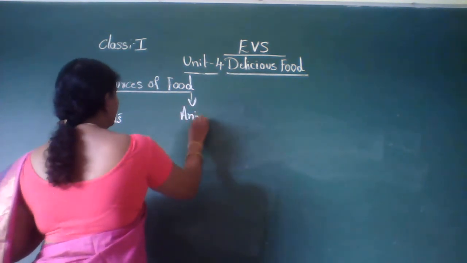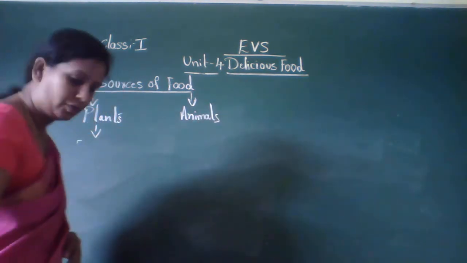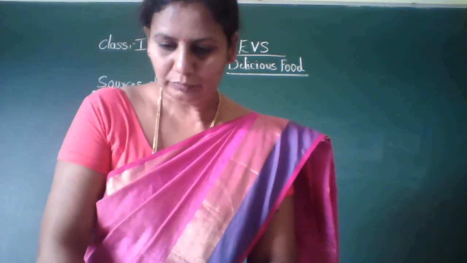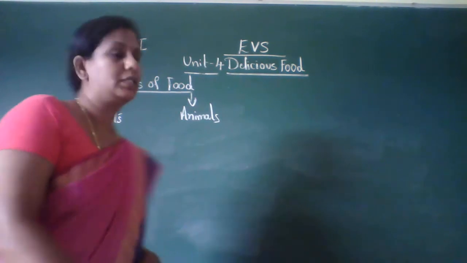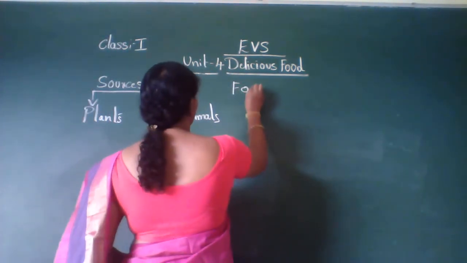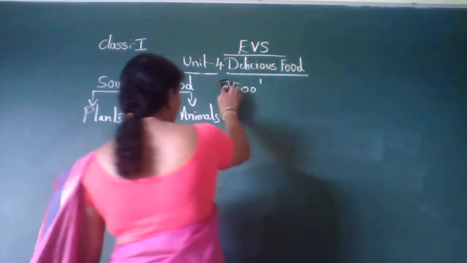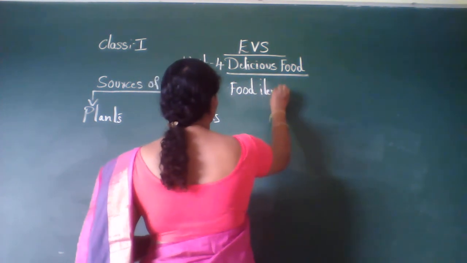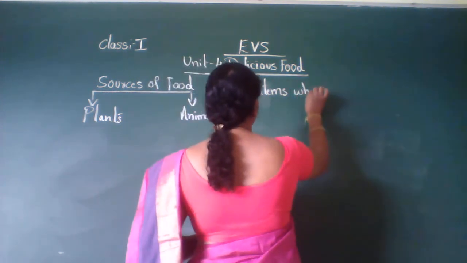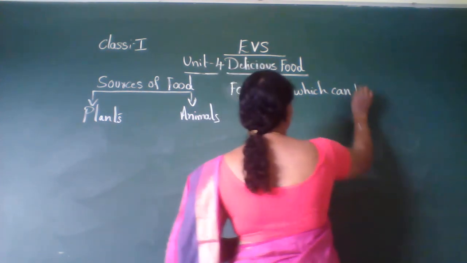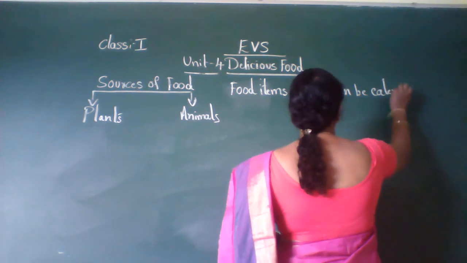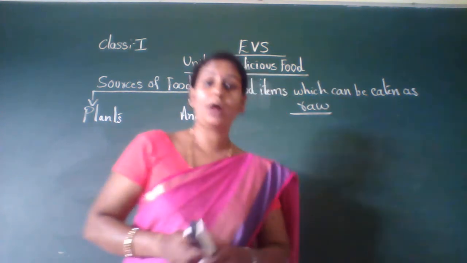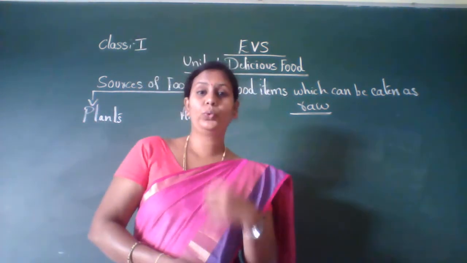So plants and animals are the sources of food. Next. Food items which can be eaten raw. Raw means food items which can be eaten raw. What do you mean by raw? Raw, R-A-W. Raw means without cooking, like that only.